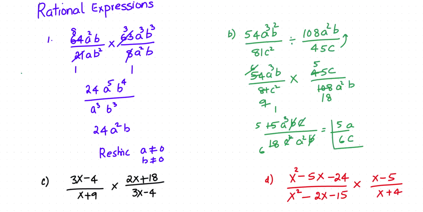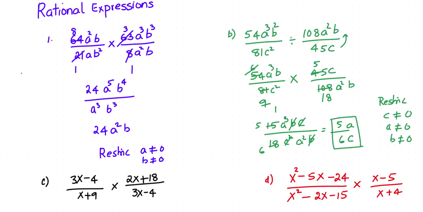So what are the restrictions here? The denominator should not be equal to 0. So here we have in the denominator c. So c should not be equal to 0. And a should not be equal to 0. And b should not be equal to 0.